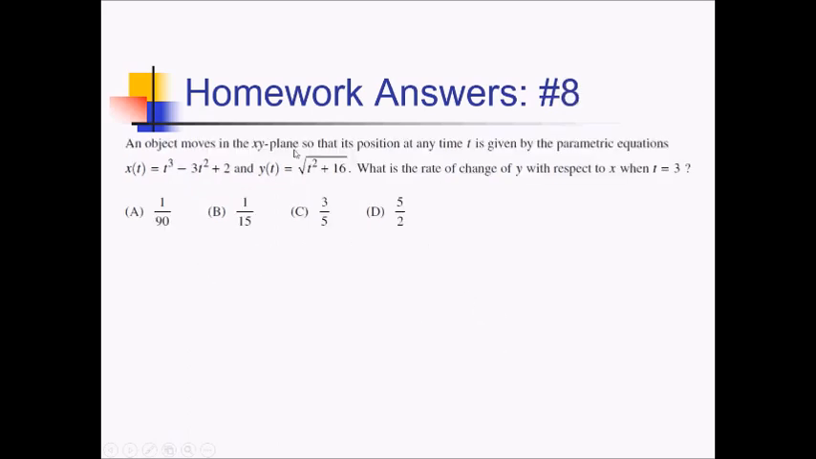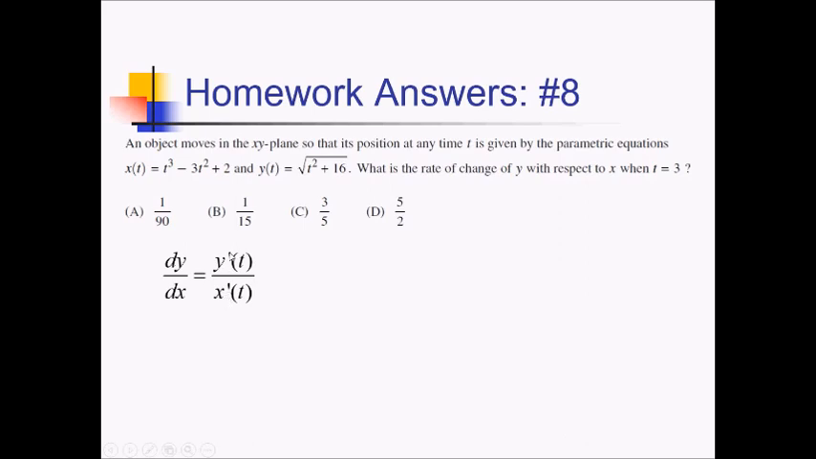For this problem, we have an object moving in the xy plane with its position at time t given by this pair of parametric equations. We want the rate of change of y with respect to x, so in other words, dy over dx, when t equals 3. So we're going to get a formula for dy over dx, and then we're just going to plug 3 into it. So to do this in terms of t, we have to do y prime of t over x prime of t.